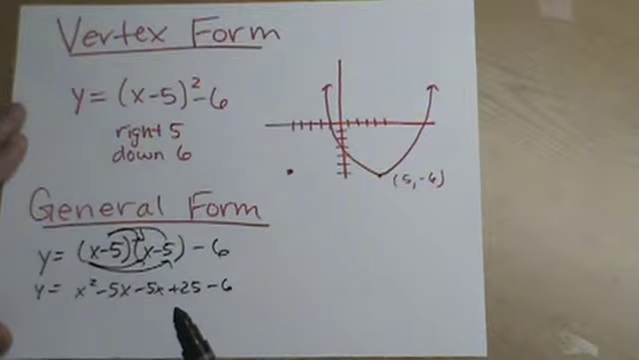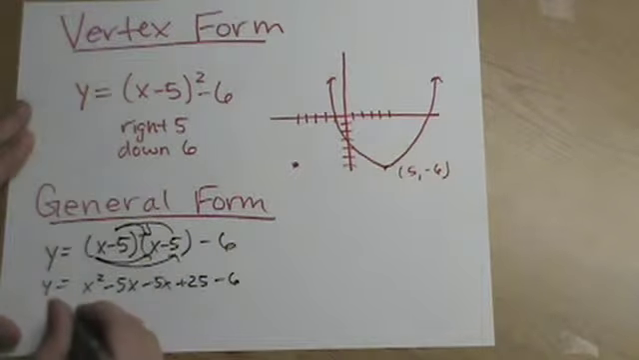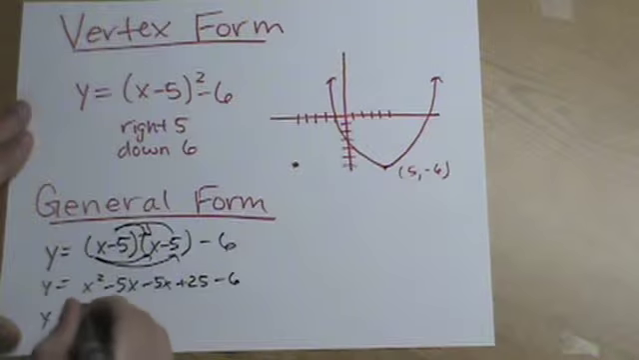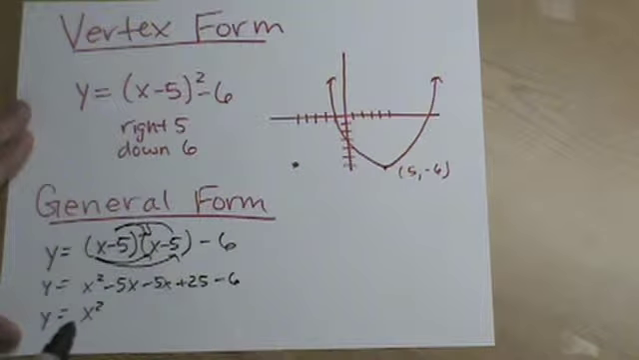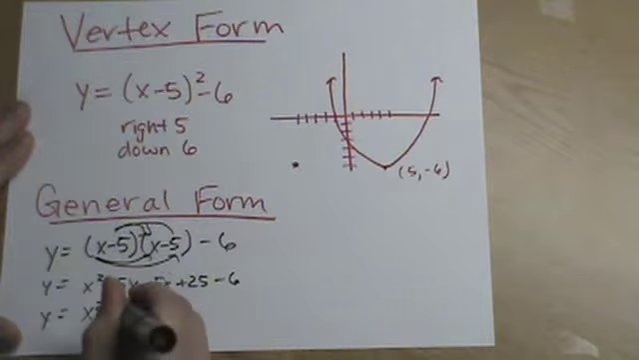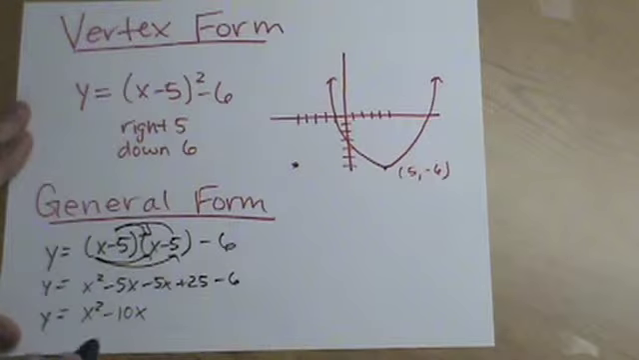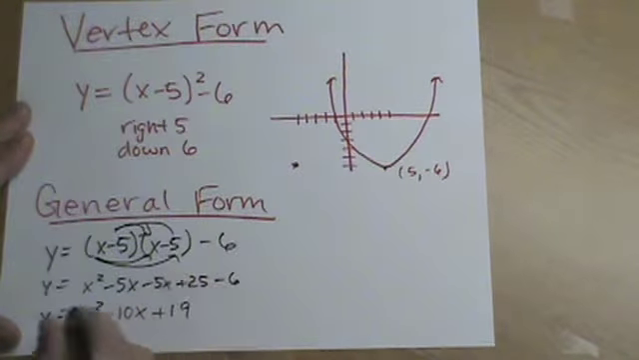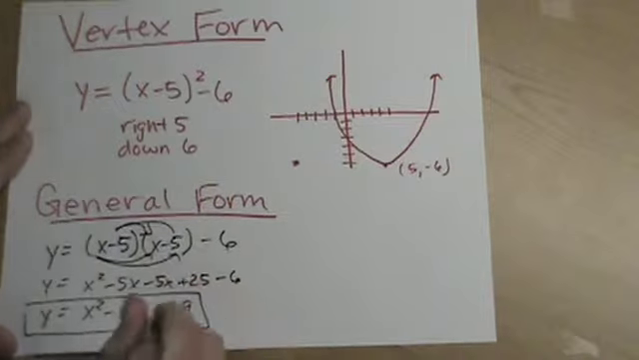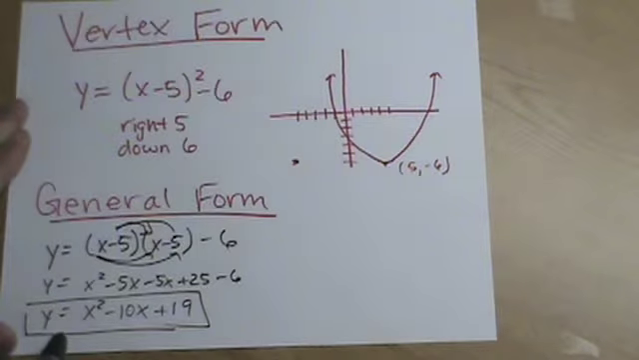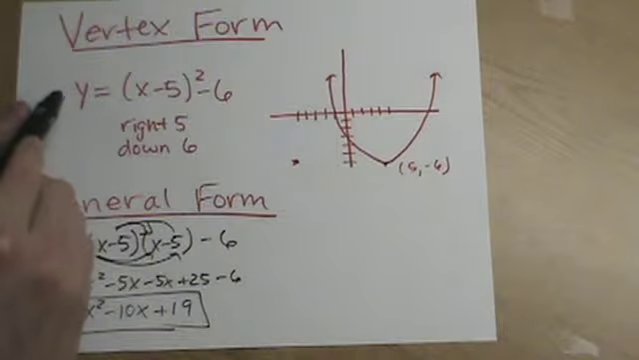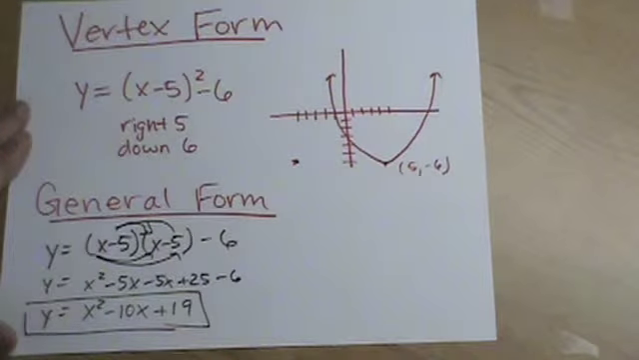Now, combine your like terms. We don't have any more x squared, so I'm just going to keep x squared right there. We have two negative 5x's, so negative 5 plus negative 5 is negative 10x. And then we have 25 minus 6, which equals 19. So x squared minus 10x plus 19 is the same as y equals (x minus 5) squared minus 6.